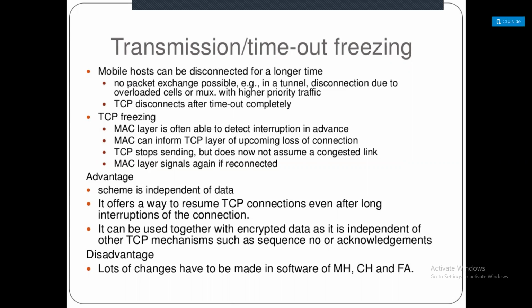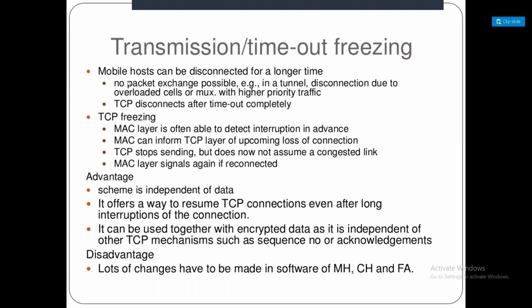the MAC layer, hope you all know about the MAC layer. The data link layer will contain two sublayers. One is the MAC sublayer and another one is the LLC sublayer. The above sublayer is called the MAC sublayer. The below sublayer is called the LLC sublayer. Here, the MAC layer comes into the picture. Here, the MAC layer is often able to detect the interruption.